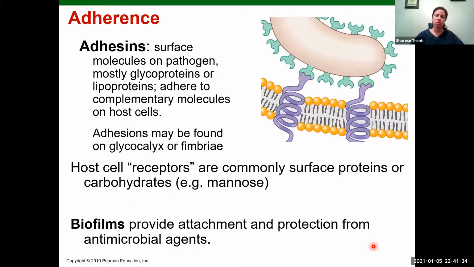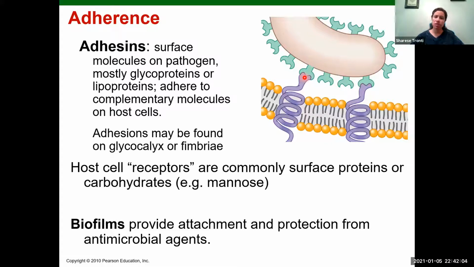So here, what we're looking at in this picture, this is the cell membrane of the host cell. And here are receptors in the cell membrane, that's purple. And this is a microbe. And these are the adhesins in green. So the adhesins are molecules on the surface of the pathogen, and they will adhere or bind to receptors on the host cell membrane.